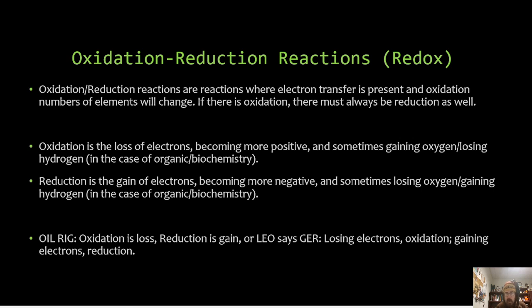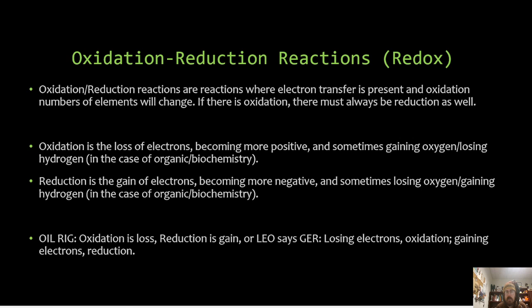Sometimes the same element is oxidized and reduced. So 2 coppers split from a copper 1 into a copper 2 and a copper 0. So 2 different coppers, one goes up, one goes down. But there's always a redox. There's always one that goes up and one that goes down. There always must be a matching pair. If there's not, it cannot be redox.